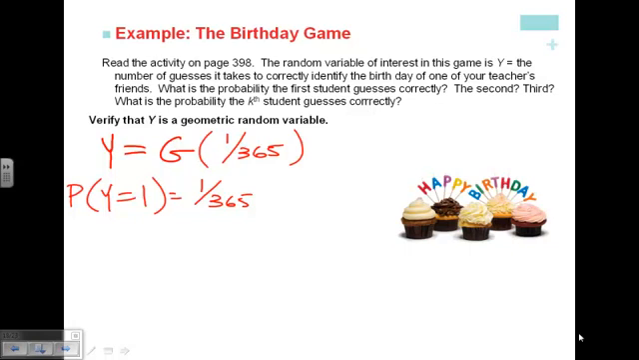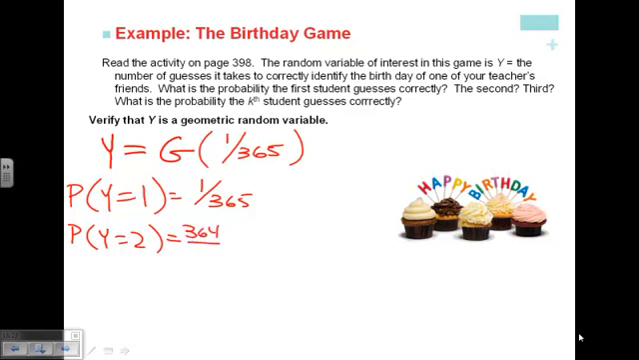Okay? But let's talk about this. What's the probability that it gets guessed correctly on the second trial? Remember, in the geometric situation, we can't get to the second trial unless we had a failure in the first trial. So what's the probability that the birthday is guessed correctly on the second trial? Well, what happened on the first trial? A failure. What's the probability of failure in this case?